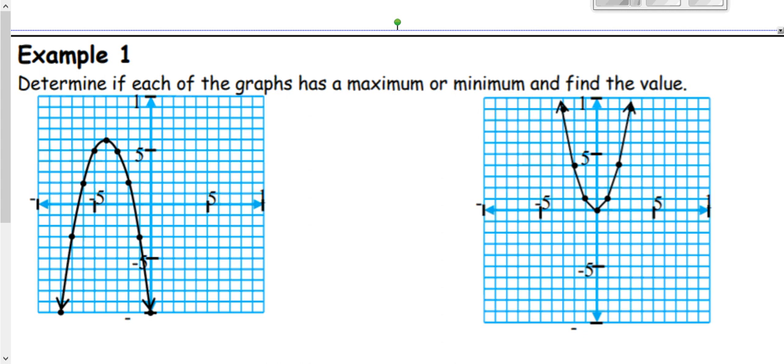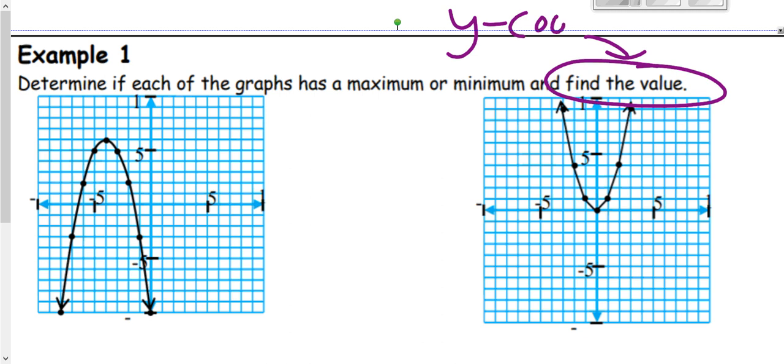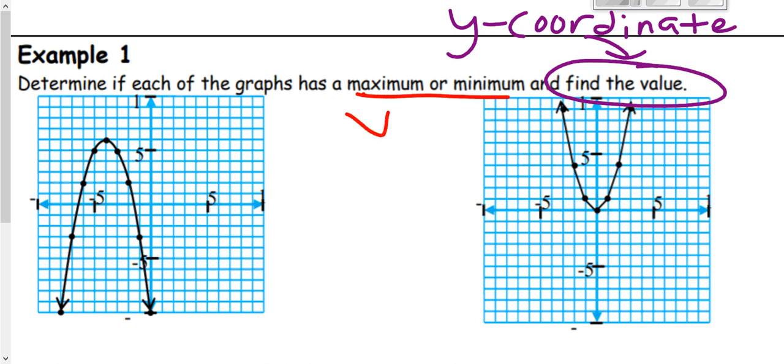So example 1 is asking us to determine if each of the graphs has a maximum or minimum and find the value. Now remember, when we're talking about the value, we only want the y-coordinate, because the y-coordinate is going to be the one that gives us our height. That's how I think about it. It's how far off of the x-axis is that, or how far away from 0 is our max or min. So let's look here. Remember, we always want to look for the vertex. That's the key feature that we're looking for here.